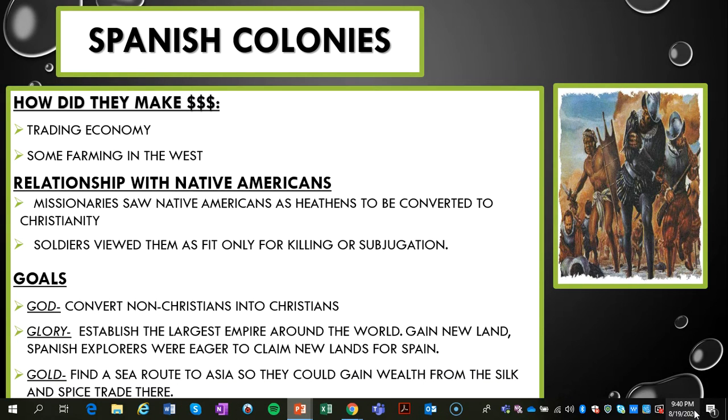So the goals of the Spanish colonies were God, glory, and gold. God pretty much means they wanted to convert these non-Christians into Christians. Glory is they wanted to establish the largest empire in the world, gain new land, because more land equals more power for the Spanish. And then finally, gold, which is money.